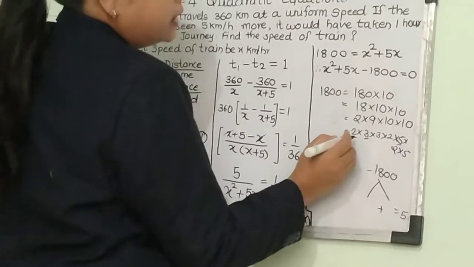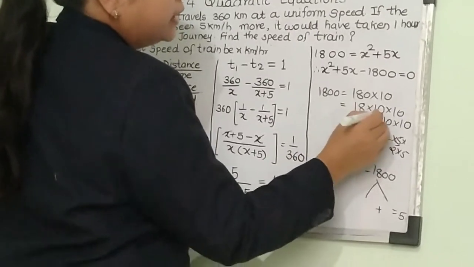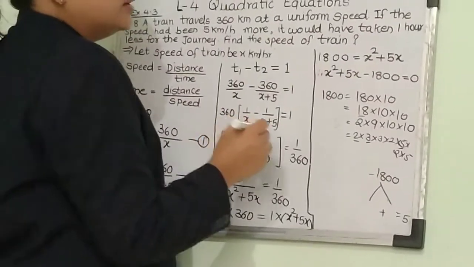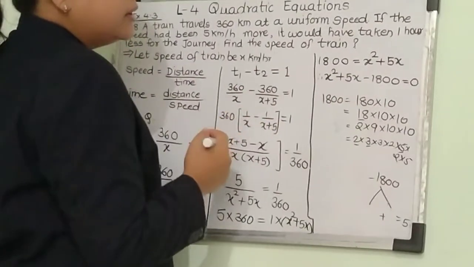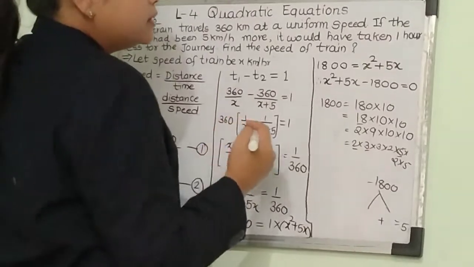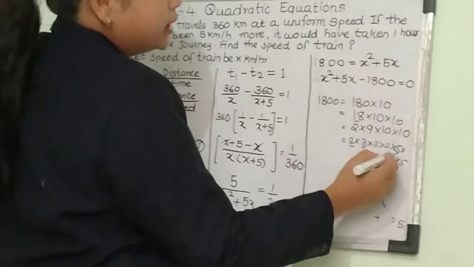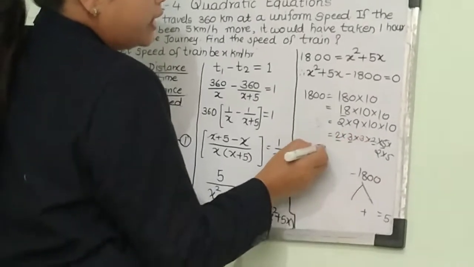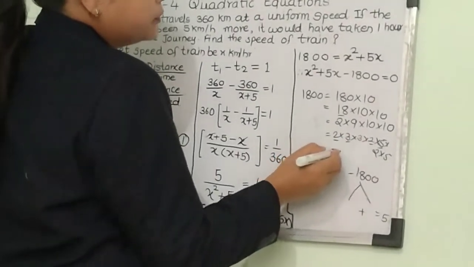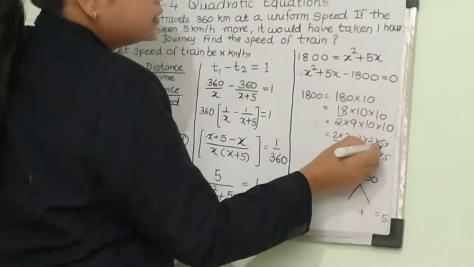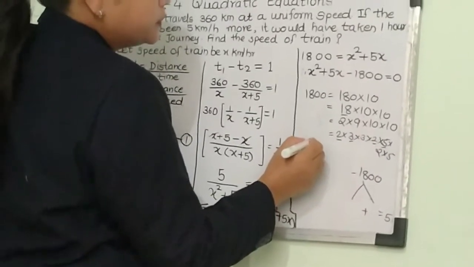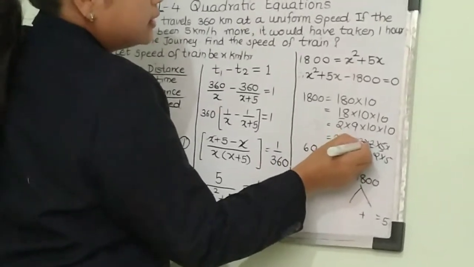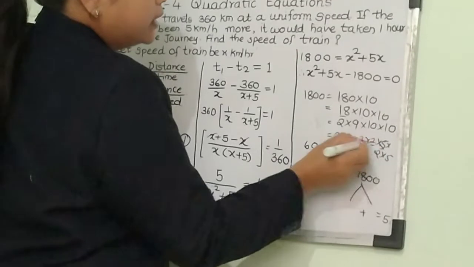So here I will write 18 in 18 and 100. The difference will be not 5. So again I will check for another numbers. So here I will take now 2 3s are 6, 6 2s are 12, then 12 5s are 60, 2 3s are 6, then 12 and 60.